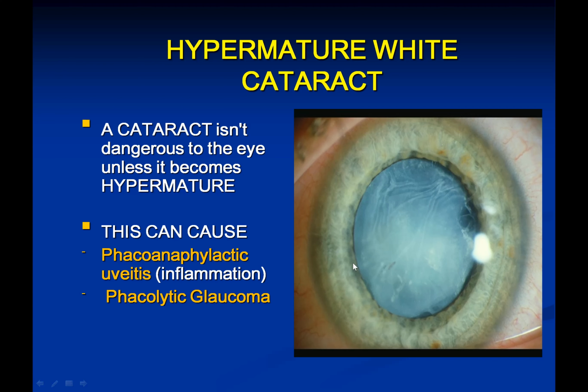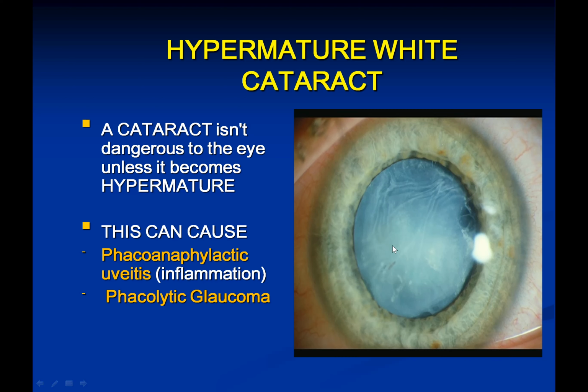So these proteins go to the periphery of anterior chamber and reach the trabecular meshwork of the angle, where they clog the angle. As a result of clogging, the aqueous drainage suffers and intraocular pressure starts rising, and that leads to glaucoma. This glaucoma is known as phacolytic glaucoma.